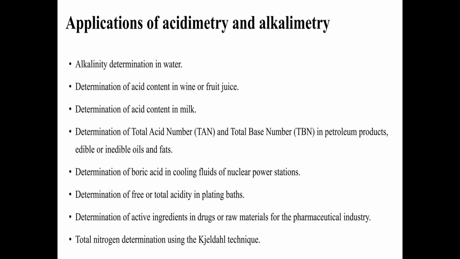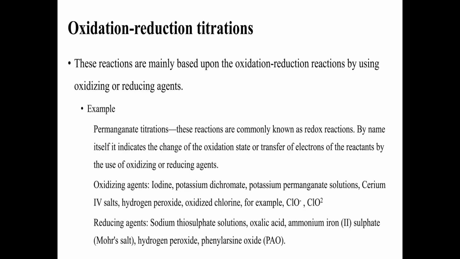Determination of the total acid number and total base number in petroleum products is also done through acidimetric and alkalimetric methods. Determination of boric acid in the cooling fluids for nuclear power stations. Determination of the free or total acidity of plating baths. Active ingredients in drugs or raw materials for the pharmaceutical industry. And a very basic and important application is the determination of total nitrogen through Kjeldahl's technique, which also uses the principle involved in the acidimetry and alkalimetry technique.